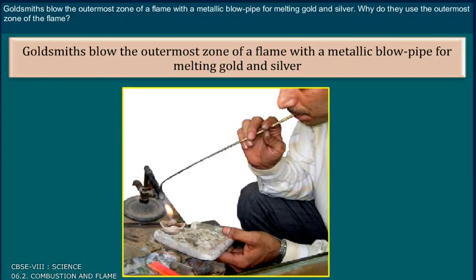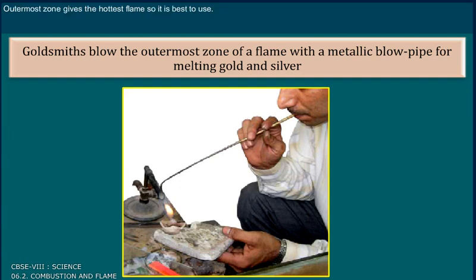Goldsmiths blow out the outermost zone of the flame with a metallic blowpipe for melting gold and silver. Why do they use the outermost zone of the flame? The outermost zone gives the hottest flame, so it is best in use.